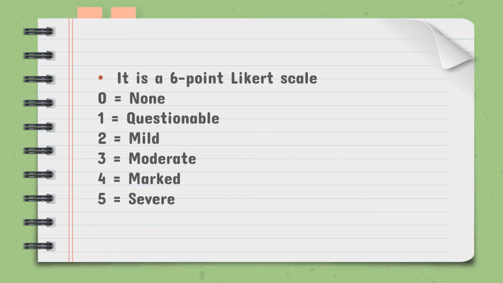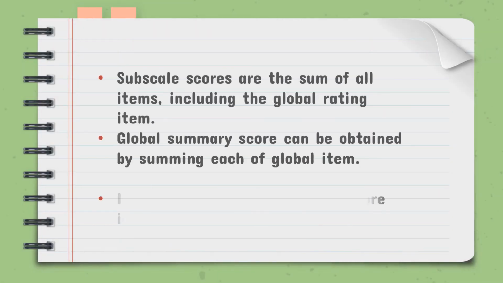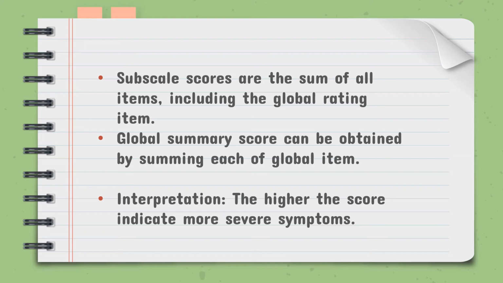It's a 6-point Likert scale. 0 indicates none. 1 indicates questionable. 2 indicates mild. 3 indicates moderate. 4 indicates marked. 5 indicates severe. Subscale scores are the sum of all items, including the global rating item. Global summary score can be obtained by summing each of the global items. For the interpretation, the higher the score, the more severe the symptoms.